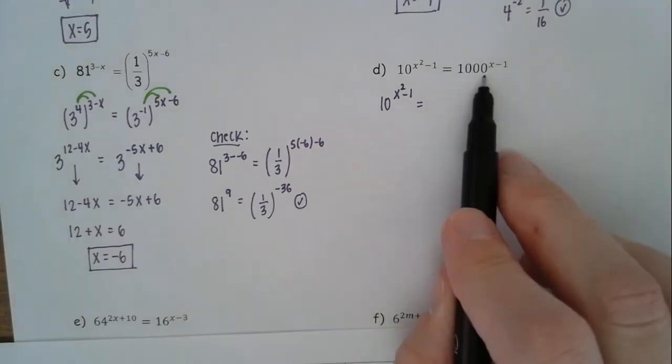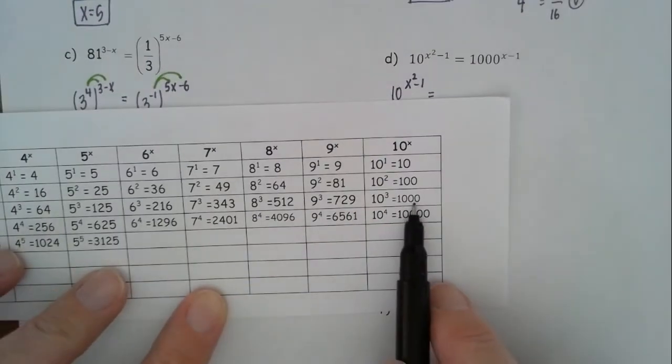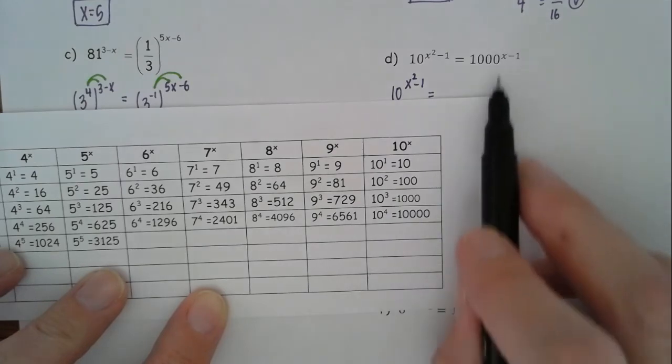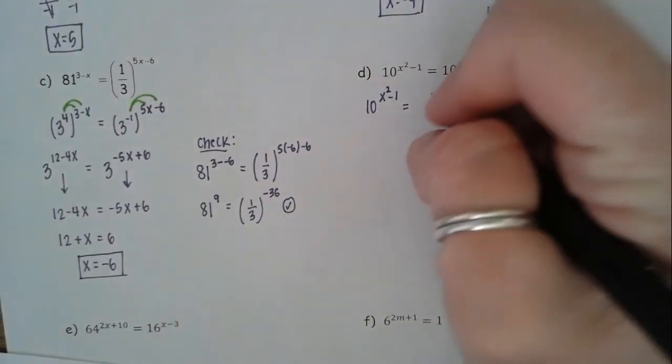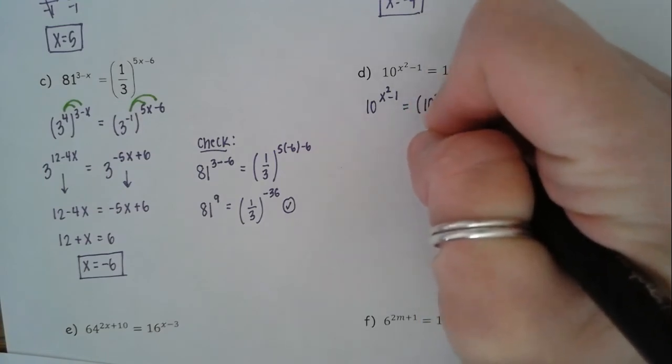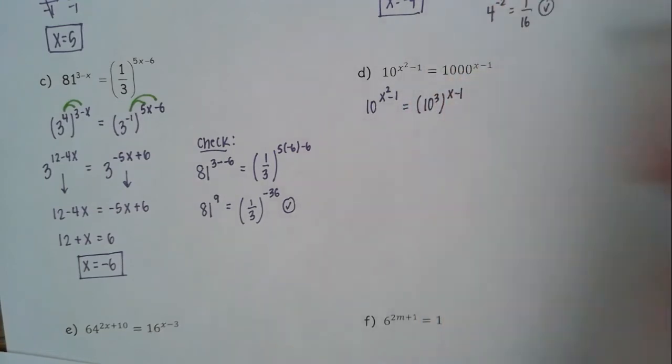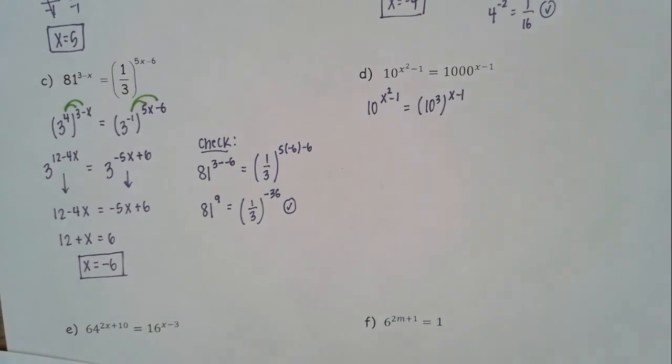But 1,000 I can rewrite as 10 to the third. So I'm going to go ahead and replace that 1,000 with 10 to the third. And because I already have an exponent there, again, I'm going to put it in a set of parentheses. And then I am going to have to distribute out over here on the right-hand side.